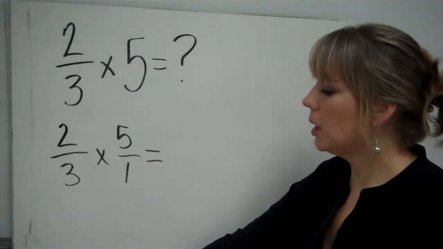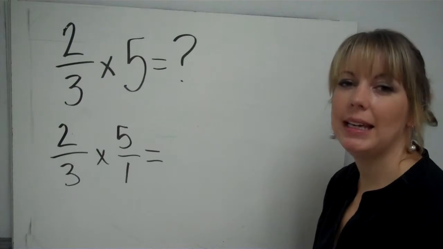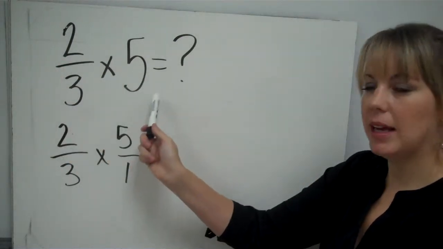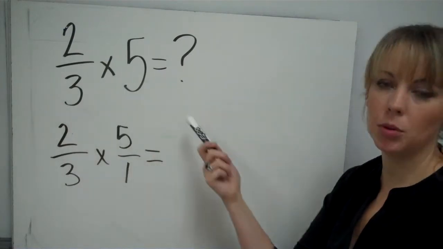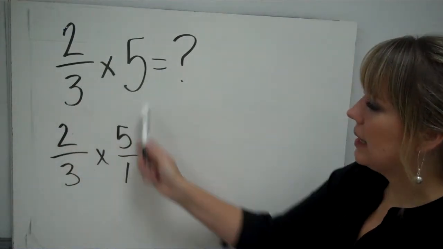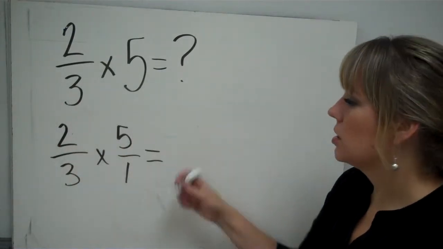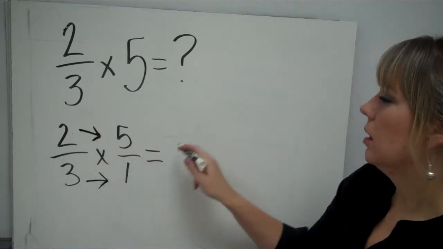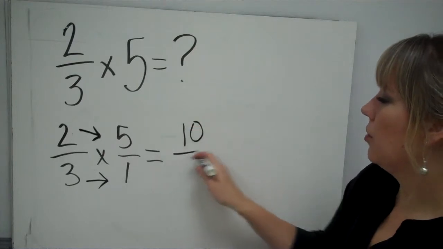Okay, so you're multiplying how much the boys ate, right? So they ate 2/3. There were 5 of them that ate that, so 2/3 times 5 boys. So you would need to write that 5 over 1. So that's 2/3 times 5 over 1. Multiply across. That will be 10 over 3.